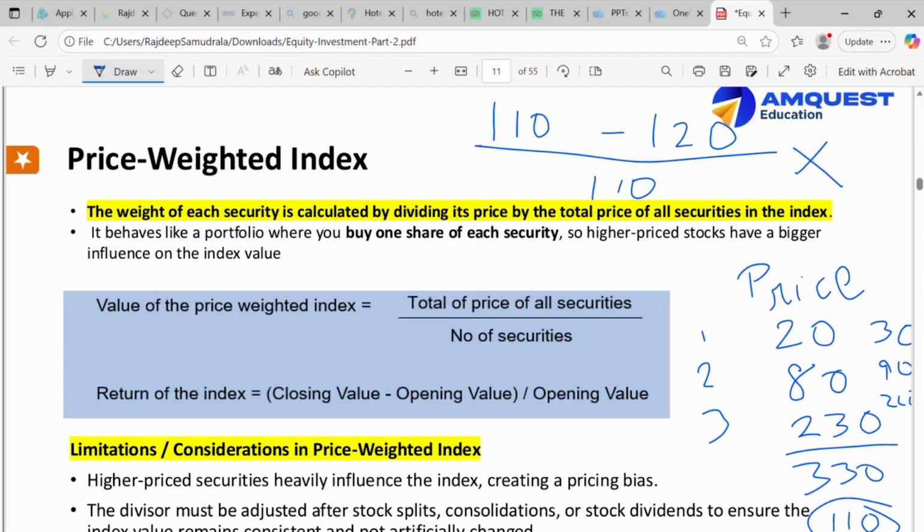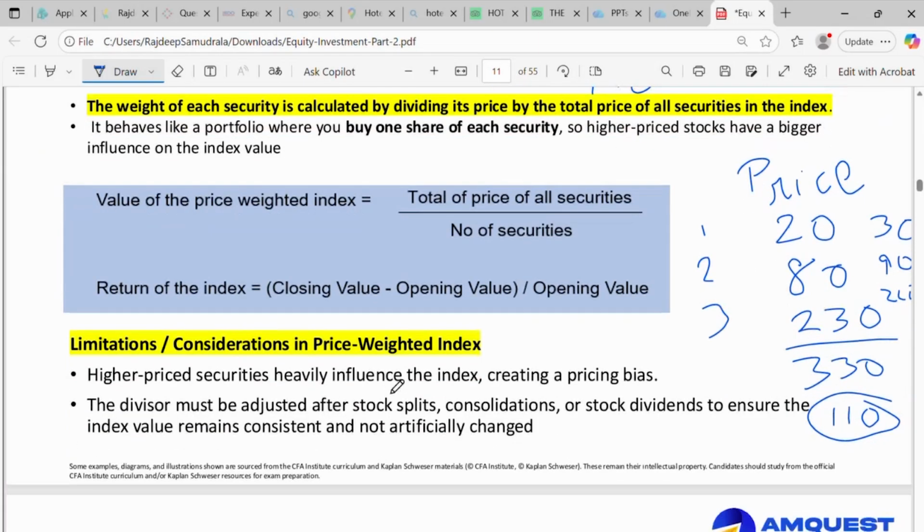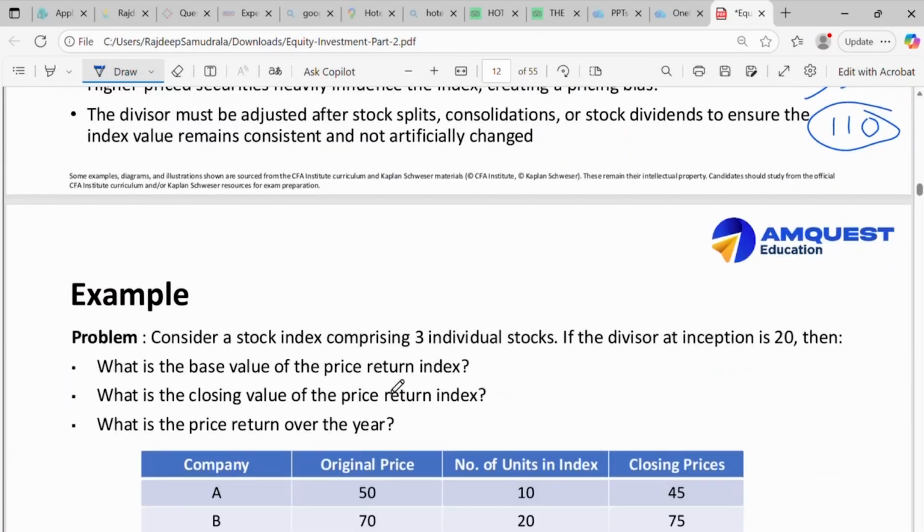Example, MRF is 1.6 lakhs. Now imagine the position it will have in terms of the price index, right? But MRF being a heavy share, the increase also might be heavier. Clear? Okay, so that's the price index. Now, obviously, those are part of the limitations. Maybe say you can create price bias and so on.